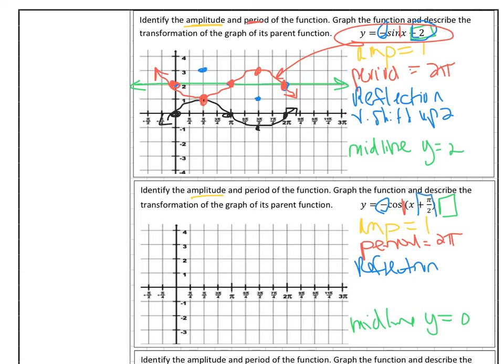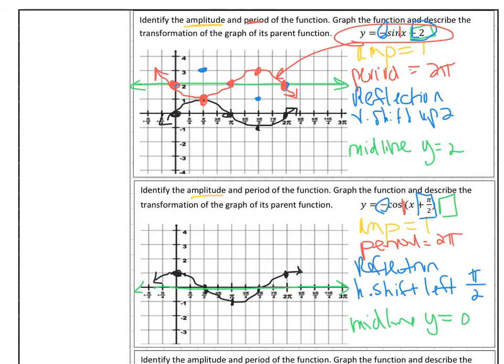And then also we're going to be shifting horizontally, so a horizontal shift. And this is a plus pi over 2, so we know that means we're going to go left pi over 2. We're going to start with our parent. The cosine starts up top at 1, then goes to 0, down to negative 1, back to 0, and then back up to 1. Our midline is staying at the x-axis, so that's not going to change. Amplitude's not changing, period's not changing.